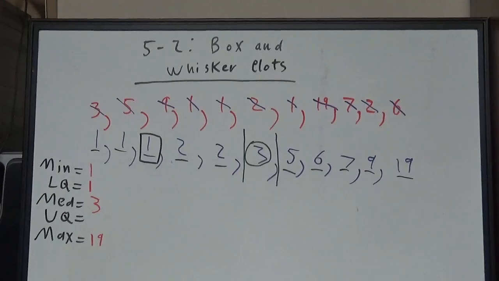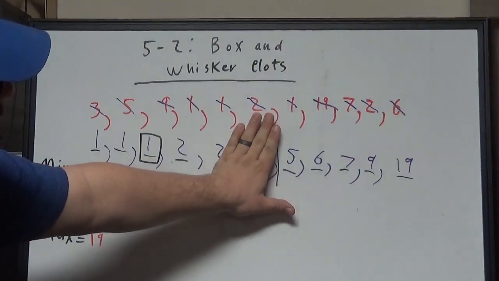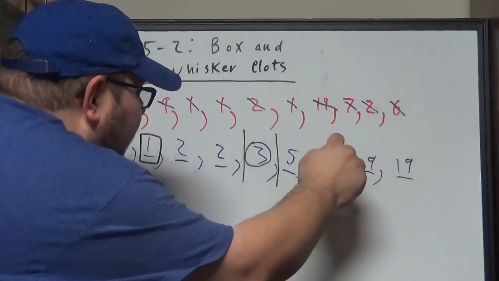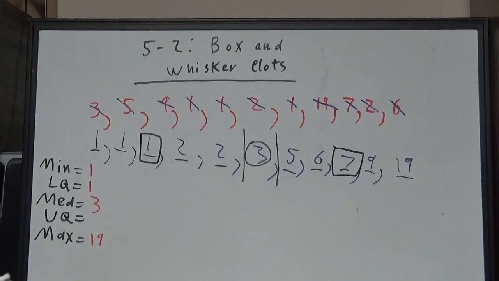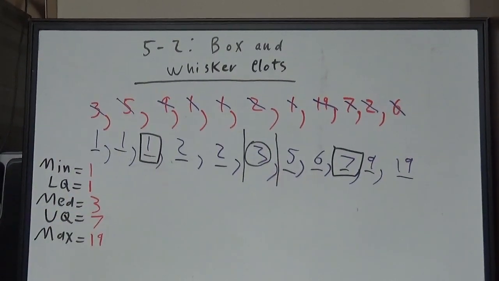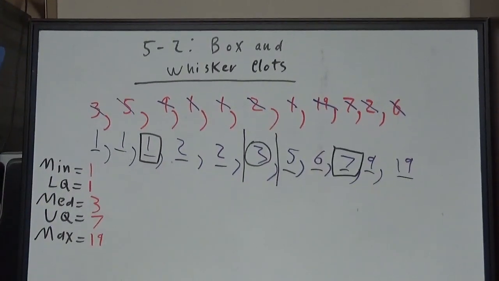Upper quartile should be pretty self-explanatory. You look at the 3, you look at everything to the right of the 3, we'll find our middle number, our median of that set, of course, is a 7. We have the following numbers: 1, 1, 3, 7, 19. With those numbers, we're going to make a box and whisker plot.